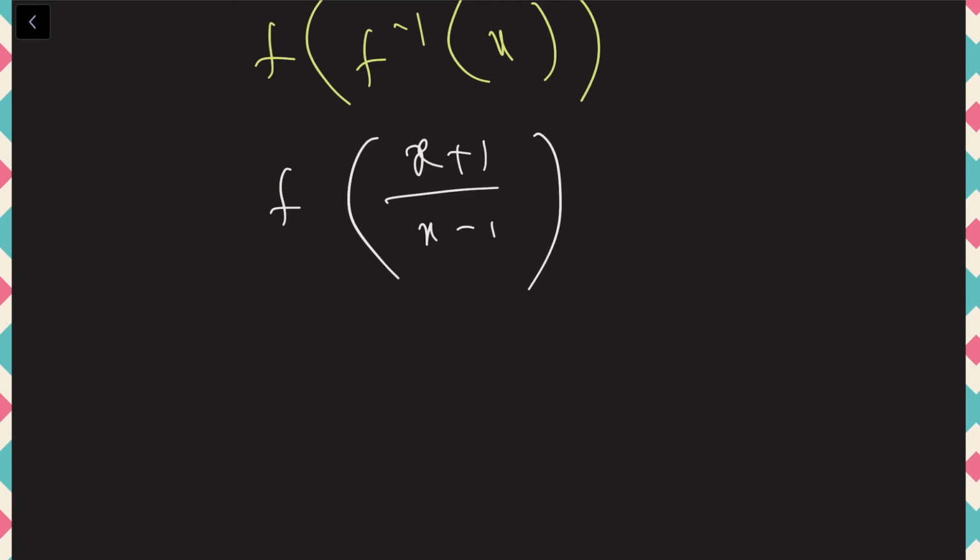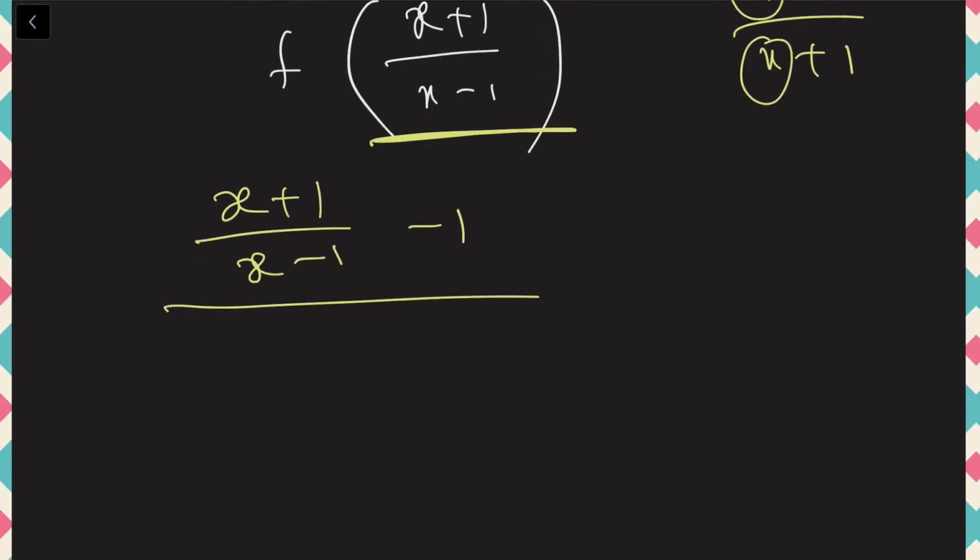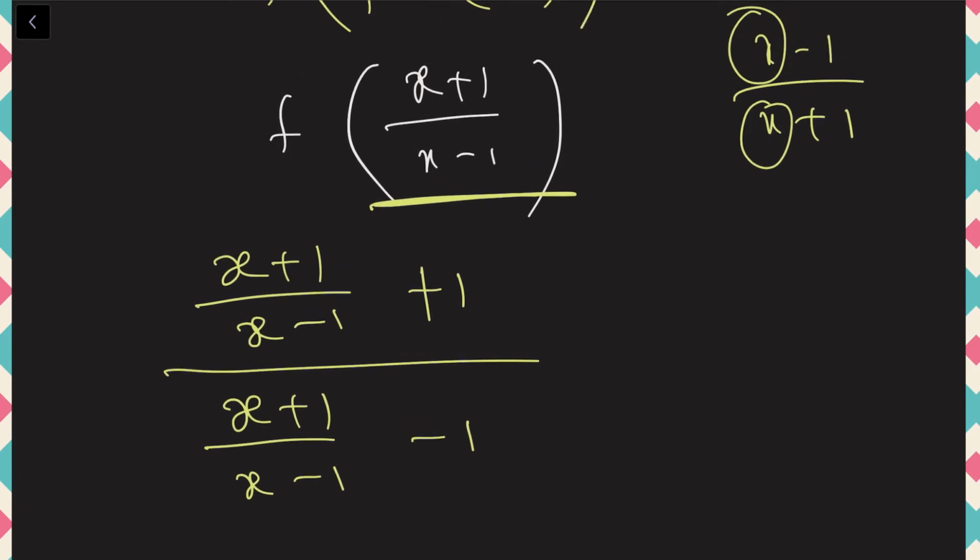Actually, in the original question, the function f of x is defined as x minus 1 divided by x plus 1. Now wherever we have x, we need to substitute this total. So in the numerator we have x minus 1. x is nothing but x plus 1 divided by x minus 1, minus 1 as it is. Whole divided by, we have x plus 1. Again, x is nothing but x plus 1 divided by x minus 1, plus 1. Sorry, in the numerator only minus 1, in the denominator plus 1, because here it is x minus 1 by x plus 1, right?